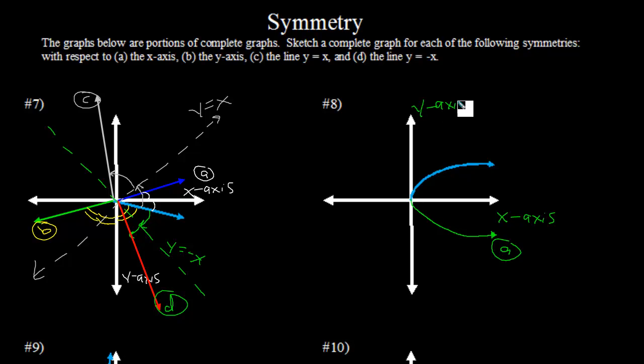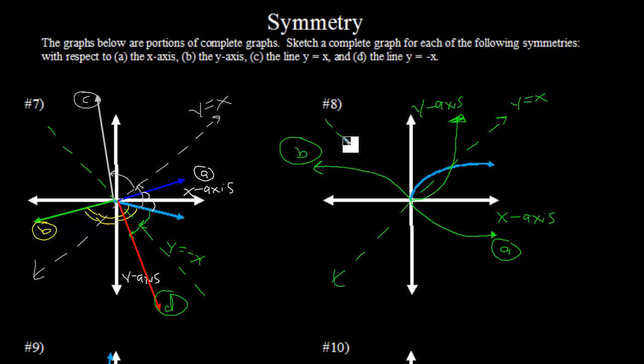Well, here's the y-axis. So this blue curve that's reflected over the y-axis is going to be over here like this. See the line y equals x. If you flip this, it's going to be flipped like this. And then the line y equals negative x. This one gets a little fanciful.